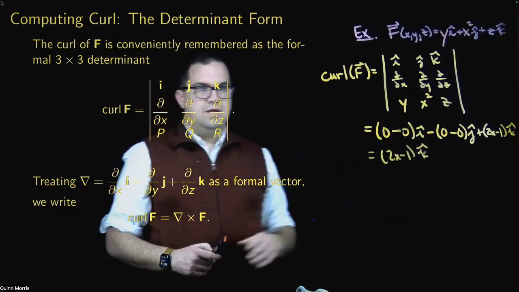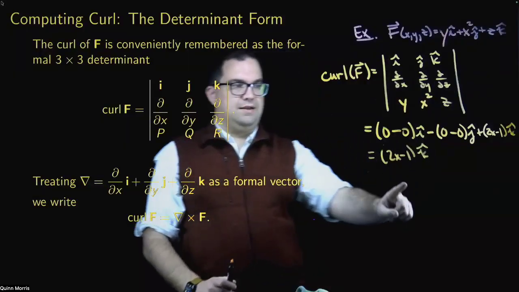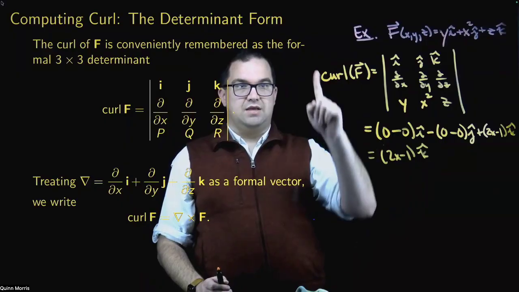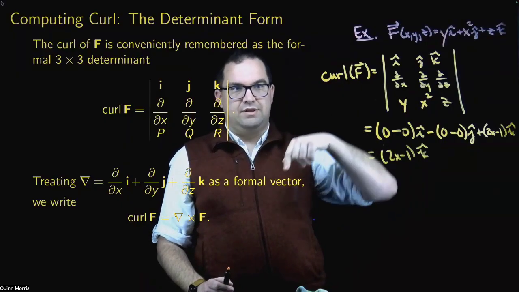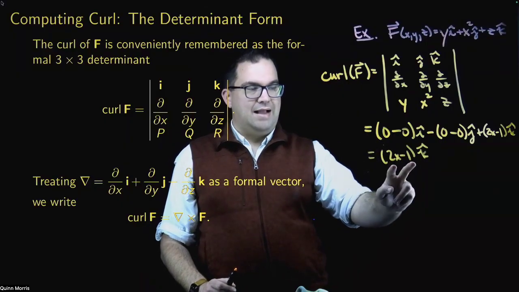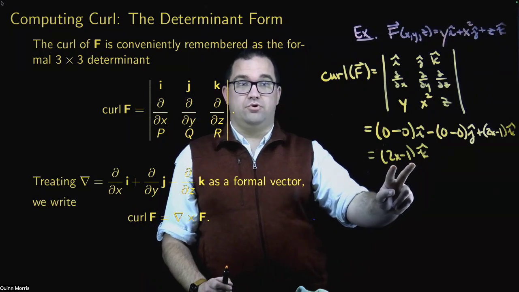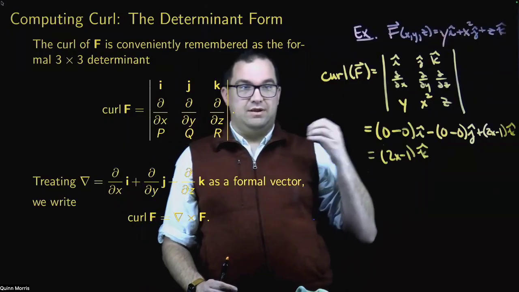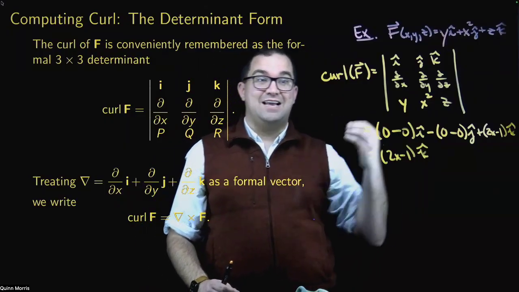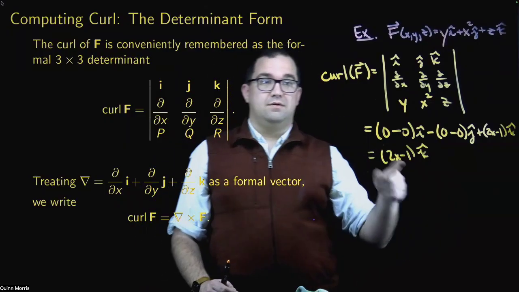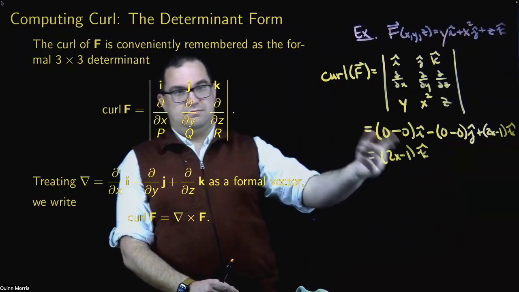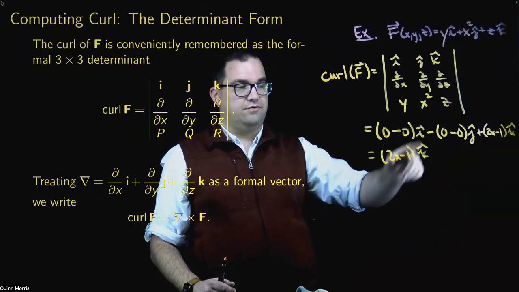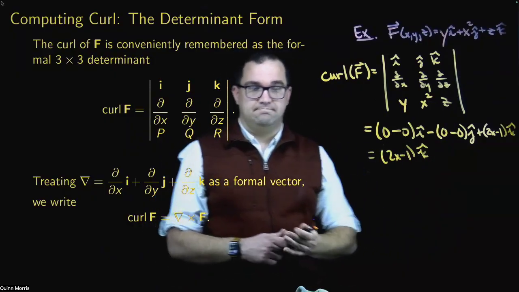So what is this telling you? This is telling you that at each point where this is defined, this curl is a vector that points straight up or down in the z direction, and its magnitude depends on what x value you're at, right? So again, I want to emphasize that the curl of a vector field is another vector field, right? In the first example we just got that it was the constant zero vector. In this case, we get that it's not constant.